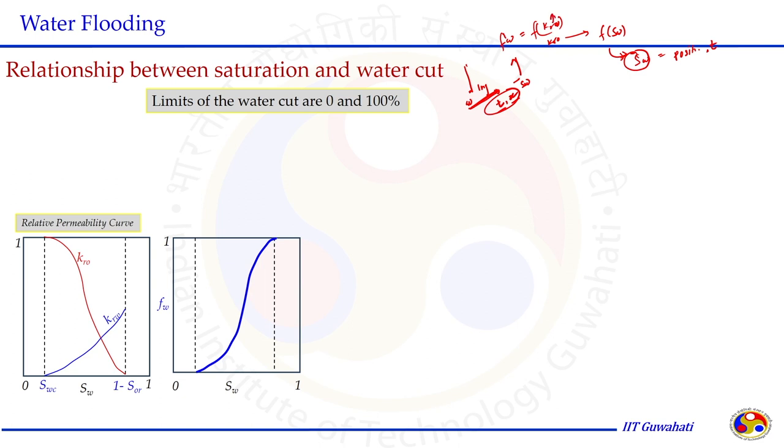So before going to understand that, let's understand the relation between the saturation and the water cut. We know the water cut, that is FW, could have a limit between 0 and 100.